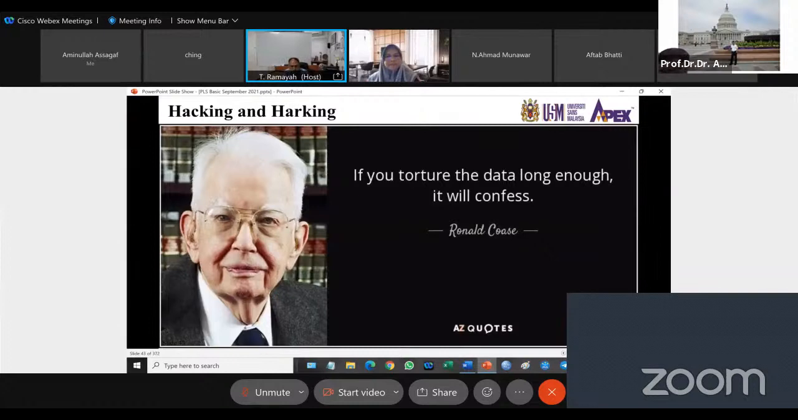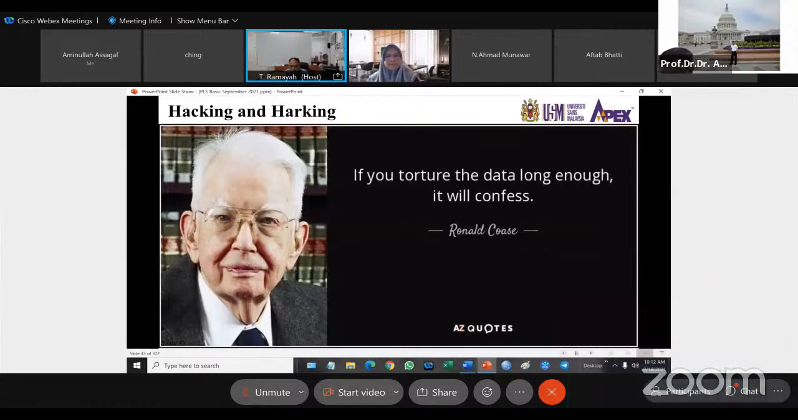This is a famous statistician called Ronald Coase. What he wrote here is, if you torture the data long enough, it will confess. Okay, so if you start deleting items, you start modifying your correlation, what will happen is finally it will become significant. Okay? So these are the two terms now being discussed in the literature called hacking and hacking. What is the difference is hacking is you start to modify your model.